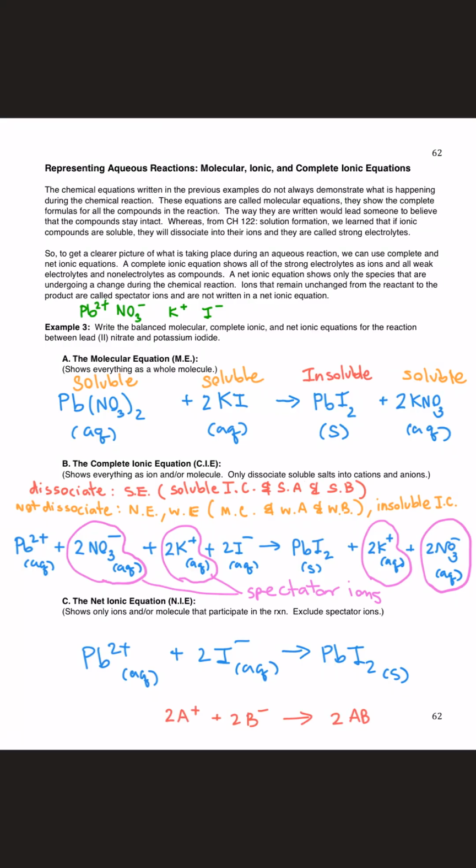Note that if the net ionic equation is not in the smallest ratio, you will need to reduce the coefficients to the smallest ratio. For example, 2A plus 2B becomes 2AB, you will need to reduce this to A plus B becomes AB. You will need to show it in the smallest ratio. Please practice more of this concept by doing the DIY problem on page 63. The answer for this will be posted on Moodle.